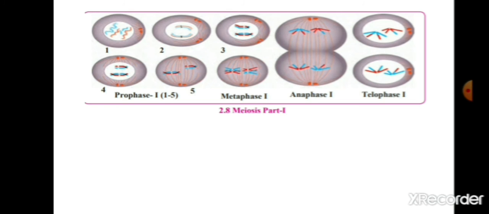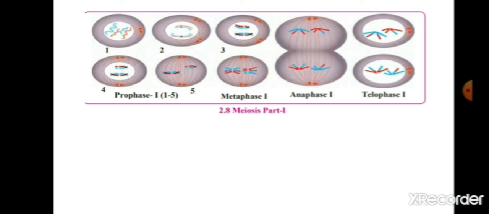Now let us go through the significance of mitosis. Mitosis is essential for the growth of the body. It is necessary for the restoration of emaciated body, for wound healing, and for the formation of blood cells. Now let us go through the meiosis.